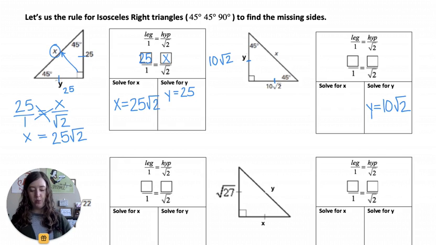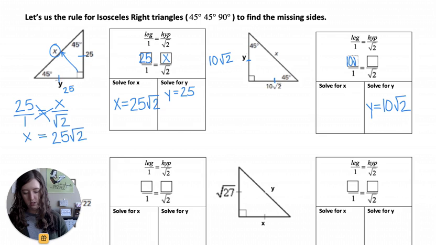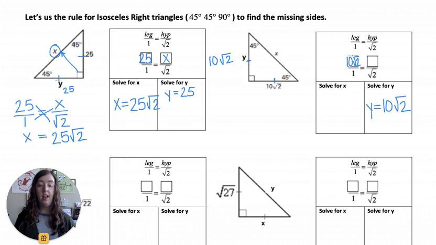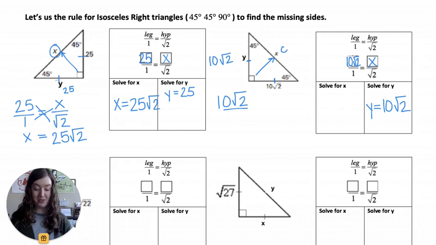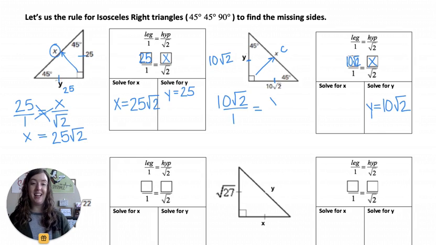So as I just mentioned, we know that our leg is 10 square root 2, and we know that our hypotenuse is always the side across from the right angle, so that's going to be x. So then we'll cross multiply to solve for x. We have 10 square root 2 over 1 equals x over the square root of 2. And then we'll cross multiply.